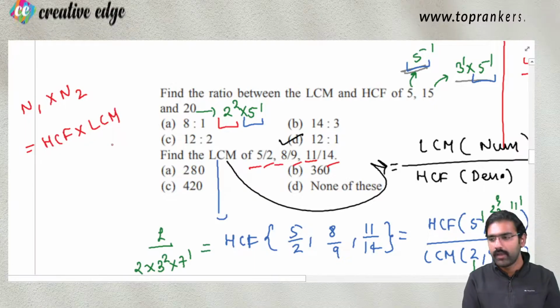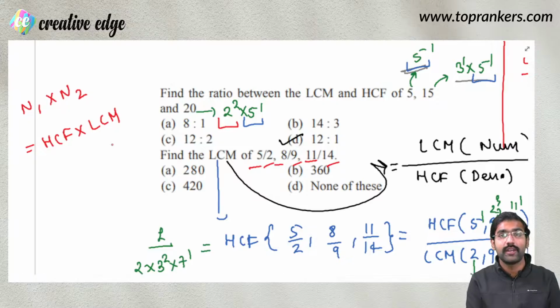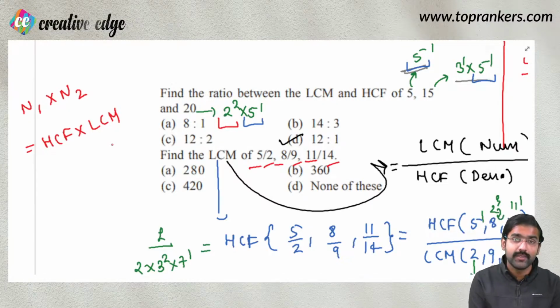हमेशा ट्रू होता है. पर हमेशा आप याद रखिए, this property will be true only when you are dealing with 2 numbers. I repeat, for 2 numbers only there is a property that the product of those 2 numbers will always be equal to the product of their HCF and LCM.